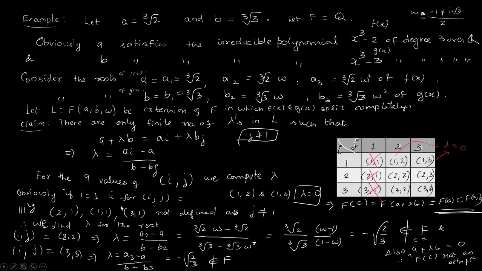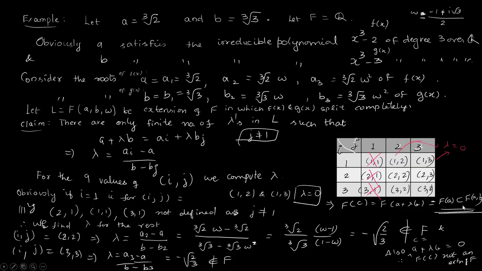Obviously, if I equals 1, then for ij equal to 1, 2 and 1, 3, lambda is 0. If this is the case, lambda is 0 because a1 equals a. a1 equals a, so a minus a will give you 0. So when you have I to be 1, you will definitely get lambda to be 0. When lambda is 0, when you choose your C as a plus lambda b, this f of c becomes f of a.